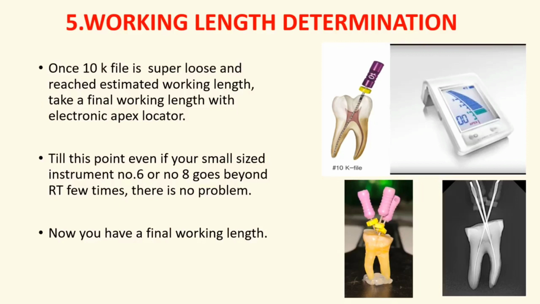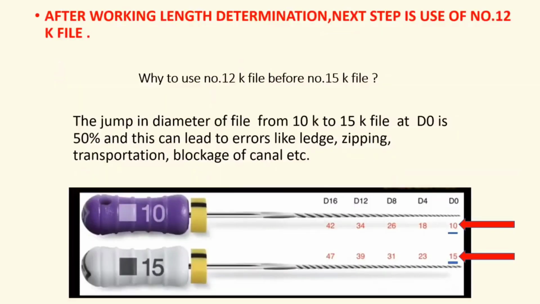Now the next step is the working length determination. Once your number 10 K file is super loose and reaches the estimated working length, then take a final working length with the electronic apex locator. Till this point, even if your small size instrument number 6 or number 8 goes beyond the radiographic terminus several times, there is no problem. Now you have a final working length.